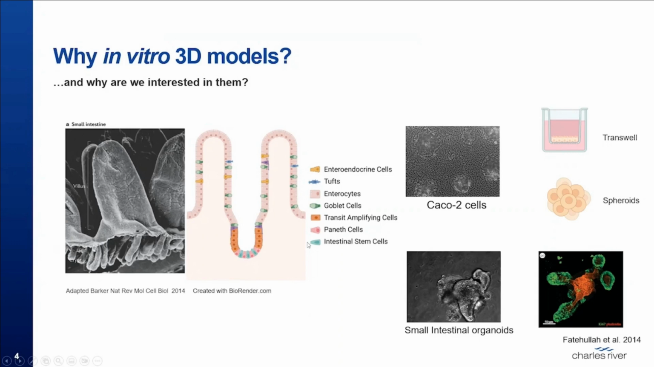For instance, the cells that are actively dividing, shown here by Ki67 staining, are located in a crypt-like structure similar to the in vivo condition, and then the cells that are more differentiated are facing the lumen of the organoids, very similar to the villi in the small intestine.